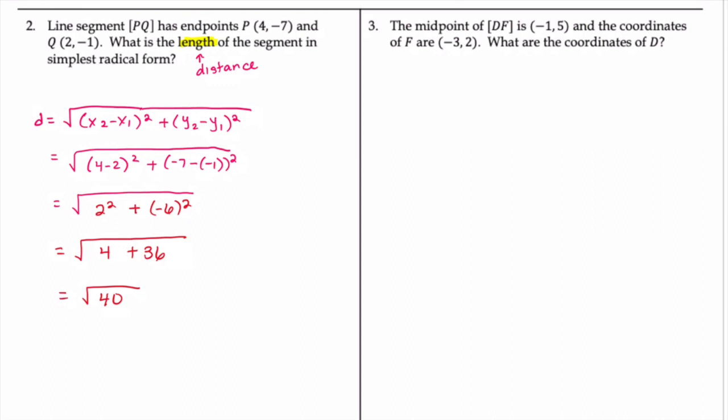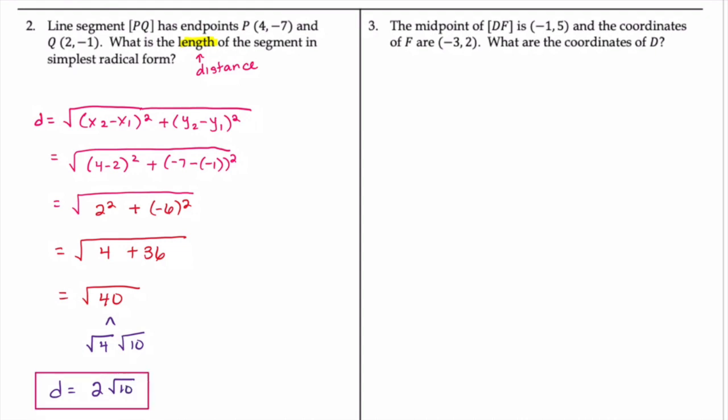All right, so I got up to the square root of 40. It does tell me to represent my answer in simplest radical form, so I know I can break this up as rad 4 times rad 10, giving me the distance to be 2 radical 10.